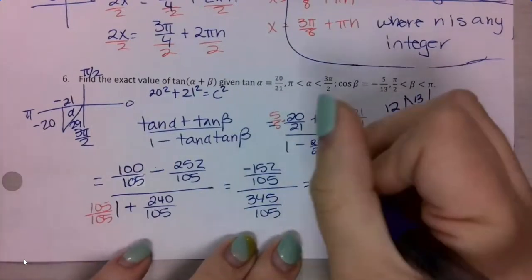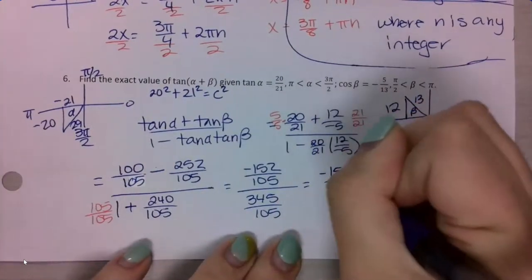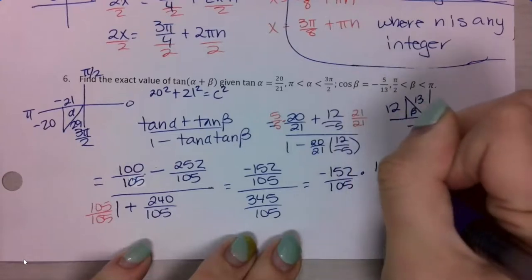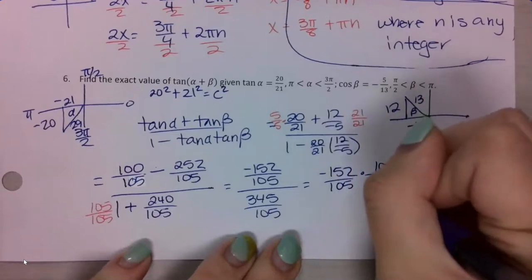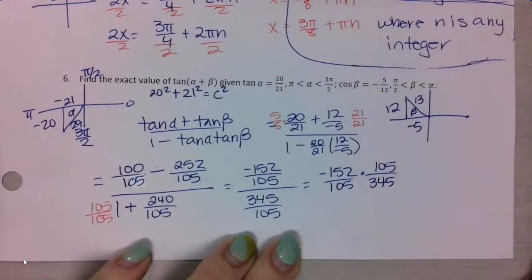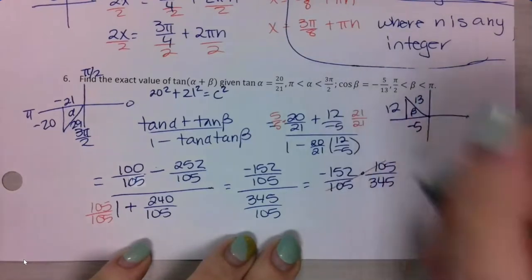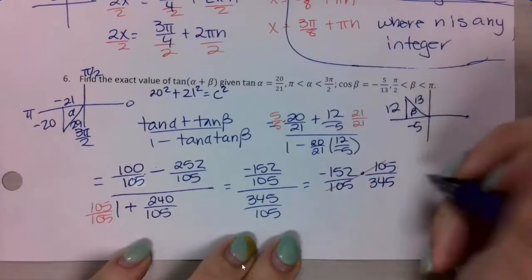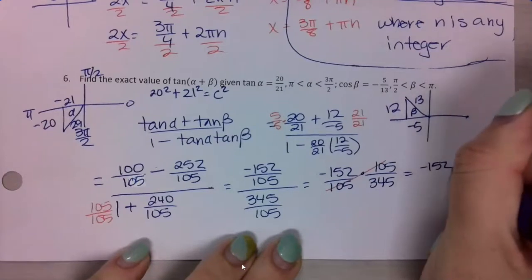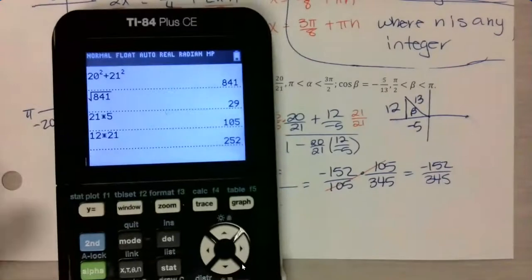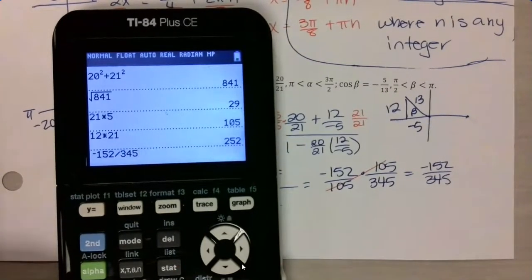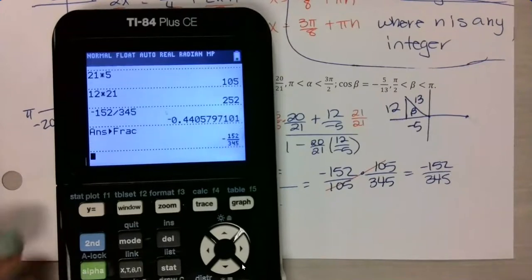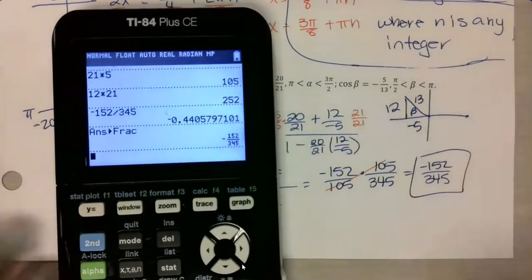I have a fraction over a fraction, so I'm going to multiply by the reciprocal of my denominator. Those hundred and fives will cancel out. So I have negative 152 over 345. I just want to check to see if that can simplify on my calculator. So I type in that fraction, then I go math, fraction, it gave me back the same fraction, so this does not simplify.